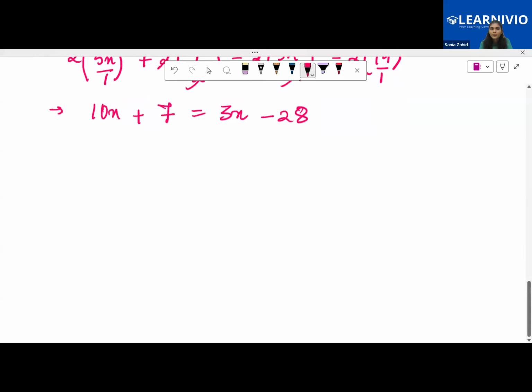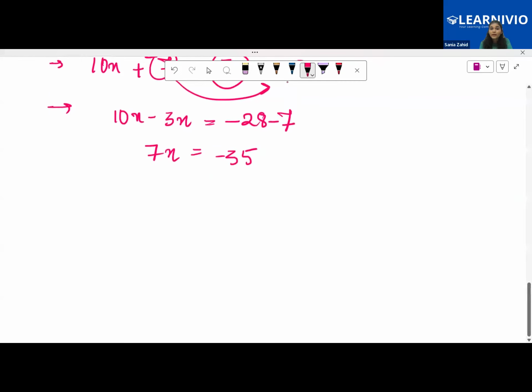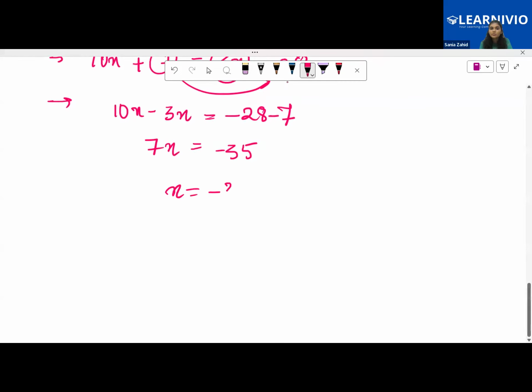Now 3x you will transpose and it shall come over here. So 10x minus 3x. Right? Then this 7 shall be transposed over here. So minus 28 minus 7. What is 10x minus 3x? It is 7x. And what is minus 28 minus 7? It is minus 35. Then x will be equal to minus 35 divided by 7. So your answer shall be minus 5. Clear?